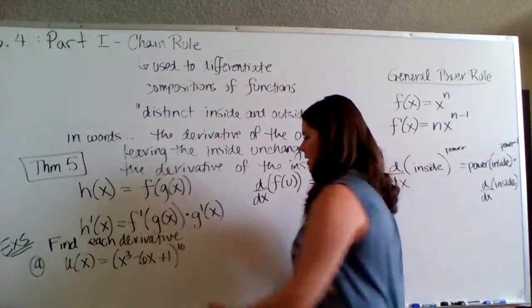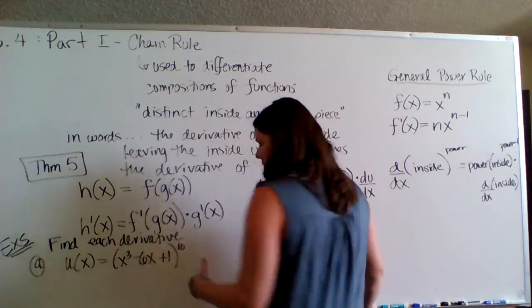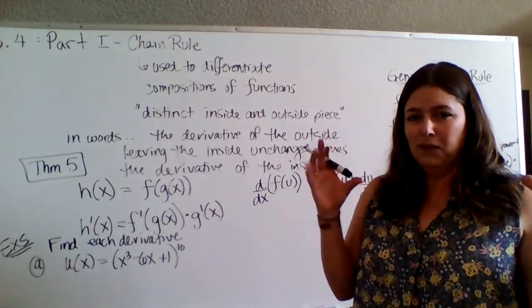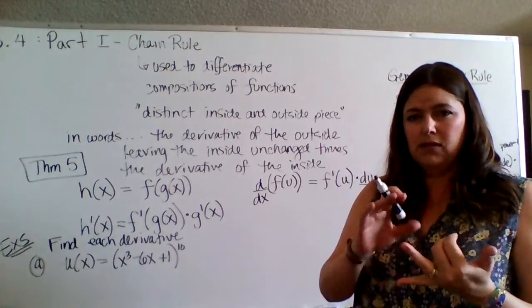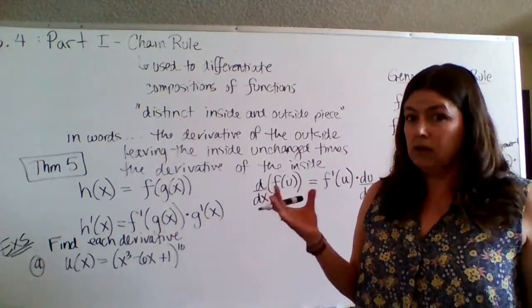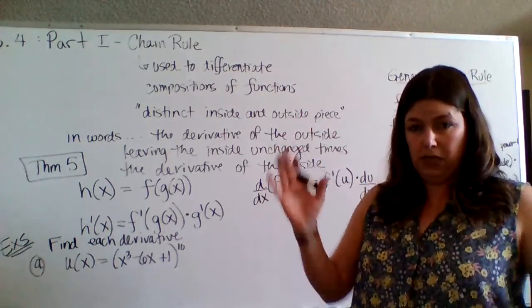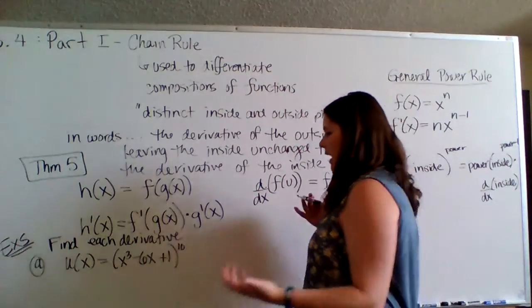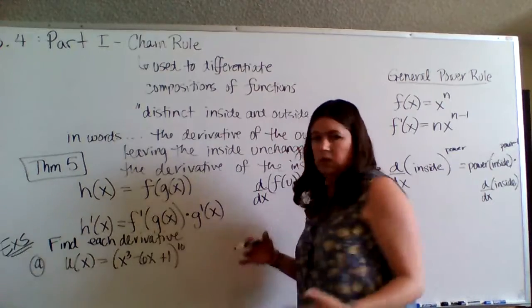So the inside is the x cubed minus 6x plus 1. Usually there's some sort of grouping symbol that gives you the light bulb that it's the inside, whether it's parentheses or brackets or a radical, what's underneath the radical called the radicand. A radical is like a grouping symbol. Absolute value bars are like a grouping symbol, something that usually distinguishes the inside. And then the outside is that the whole thing is being raised to the 10th.